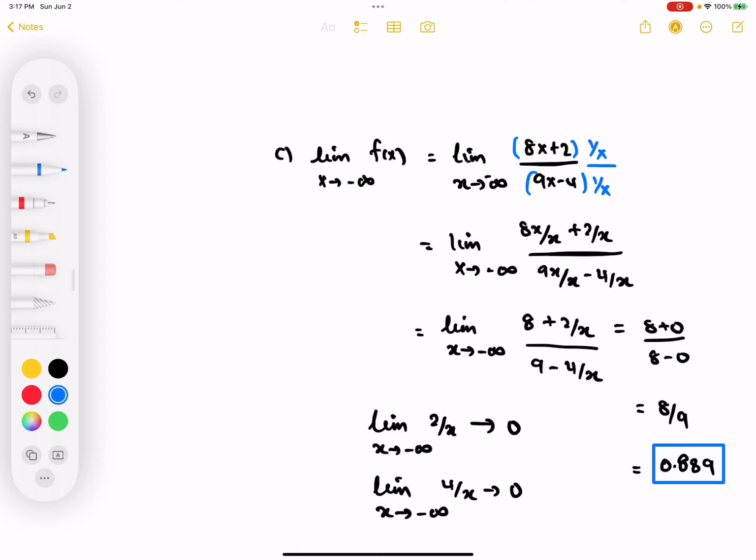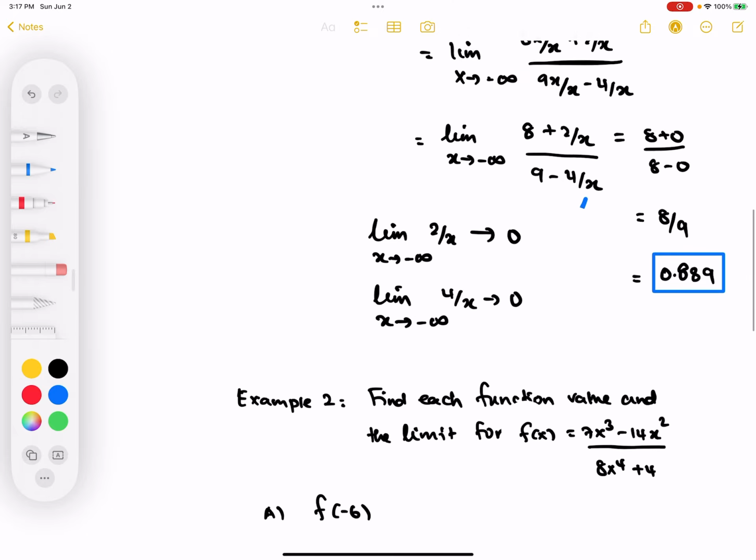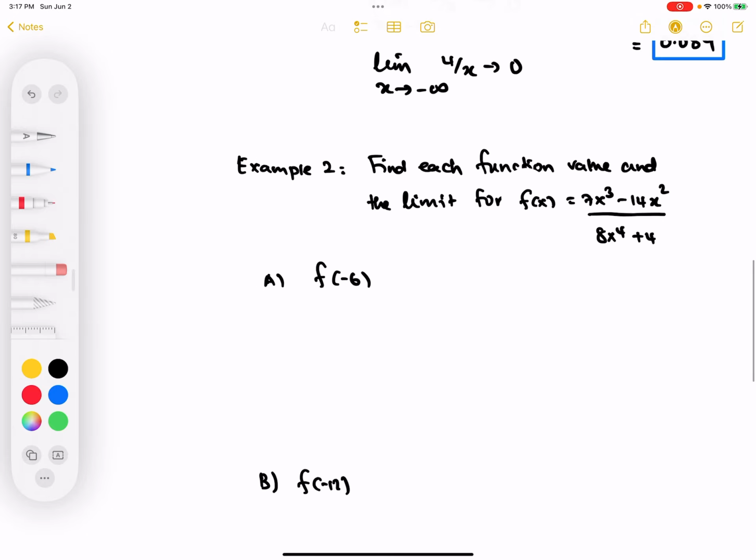Let's add one more similar example. That's the next one, Example 2. This one is also a rational function. The first two questions are to evaluate at a given point. So here we can write 7 times (negative 6) cubed minus 14 times (negative 6) squared, divided by 8 times (negative 6) to the fourth plus 4. Now you have to use your calculator in order to evaluate this one.